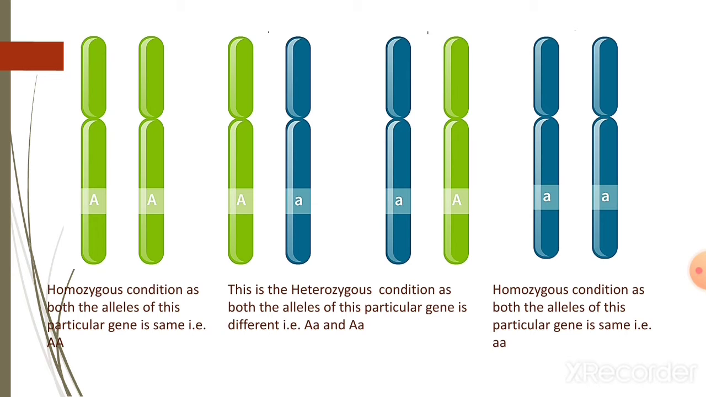Some alleles are dominant or recessive. When an organism is heterozygous at a specific locus and carries one dominant and one recessive allele, the organism will express only the dominant phenotype. Okay, this is all about the genotype.